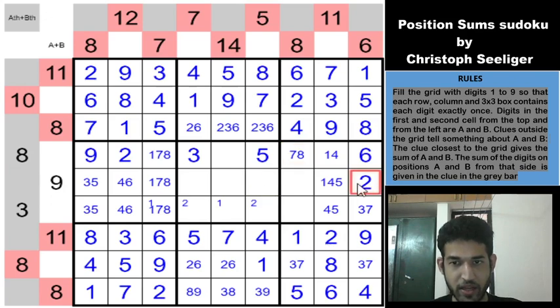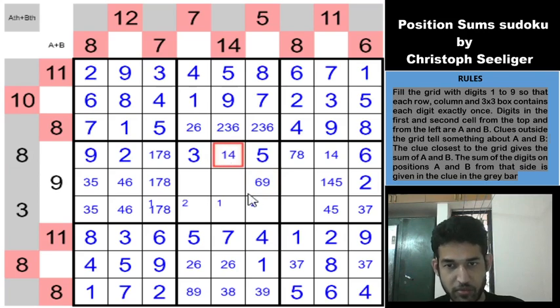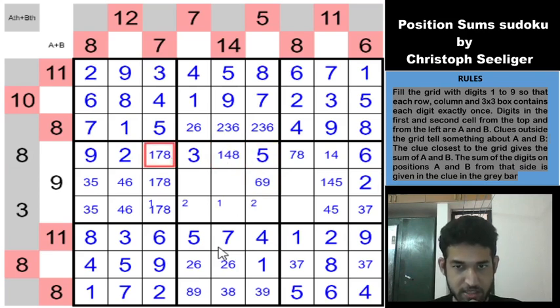So this cell cannot be 2 or 3. Cannot be 1, 4, 5, 7 and 8. So this can only be 6 and 9. So this cell can't be 3, 5, 6, 7, 2 and 9. So this can only be 1, 4 and 8.